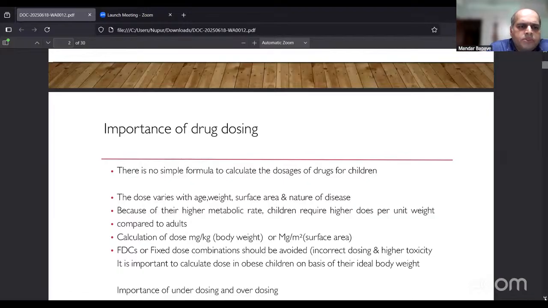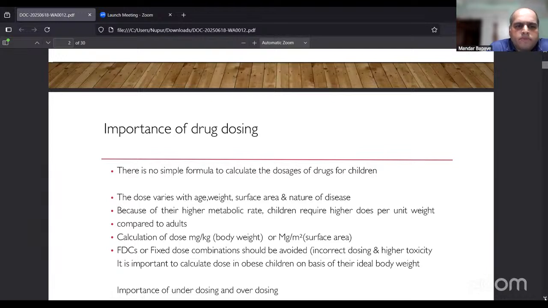Usually, the calculation of doses we do on the basis of milligram per kilogram or on the basis of surface area. But for convenience, we do it on the basis of body weight, that is milligram per kilogram. And this is where the importance of underdosing and overdosing comes in. As we see, paracetamol, if given as half a tablet to a 45 kg child, would be a case of underdosing. Therefore, we should know how much dose to be given and in what concentration.